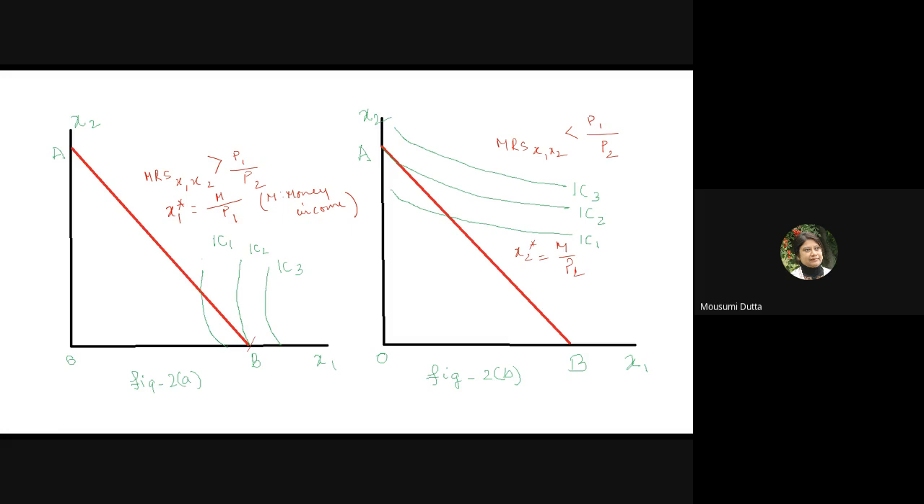Thus, the consumption of X1 is given by OB, which is equal to I by P1.